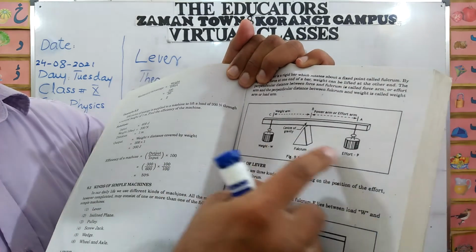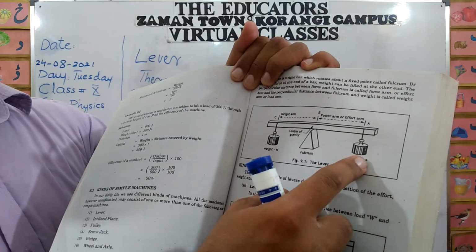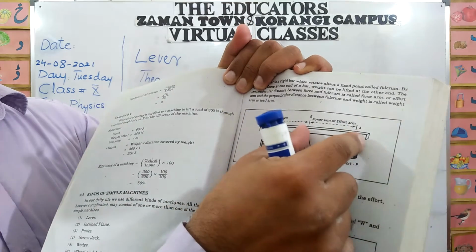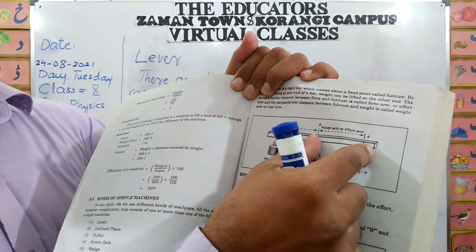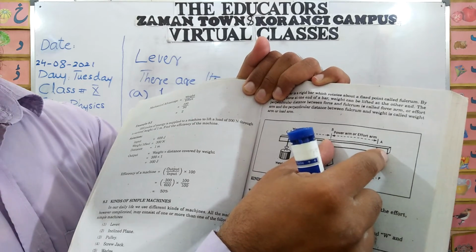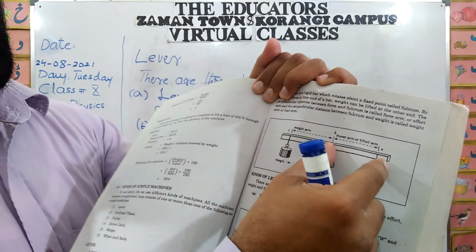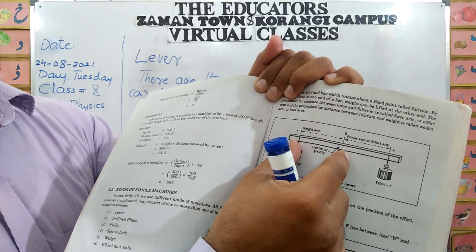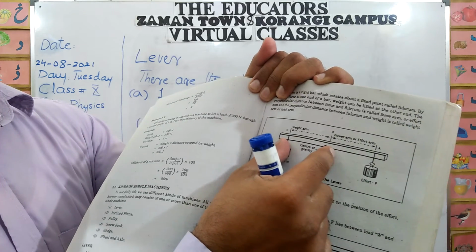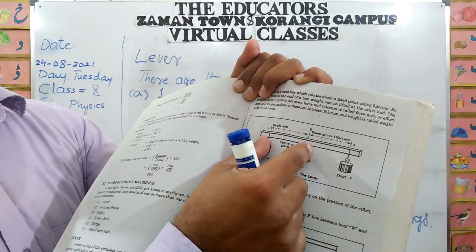This is a load, and this is the effort we are applying here. The distance between the fulcrum and the effort is called the effort arm or power arm. Usually we use effort arm, but you can also call it the power arm. The distance between the weight and the fulcrum is called the weight arm or load arm.